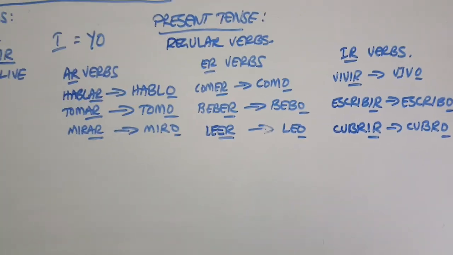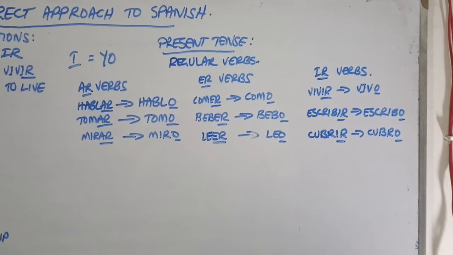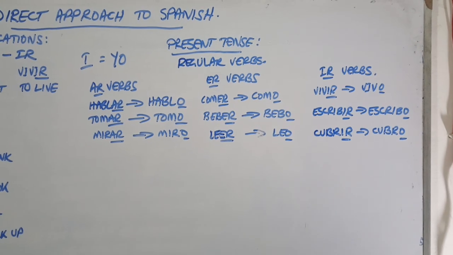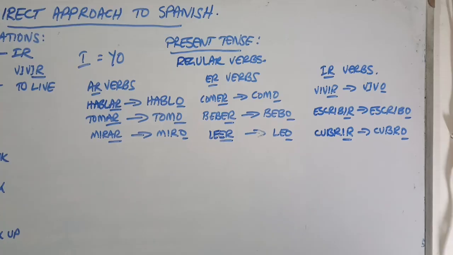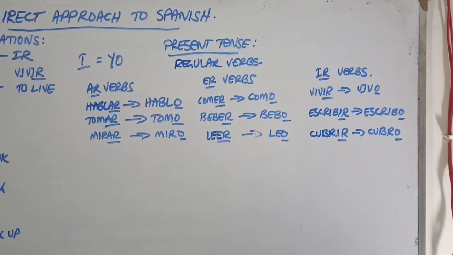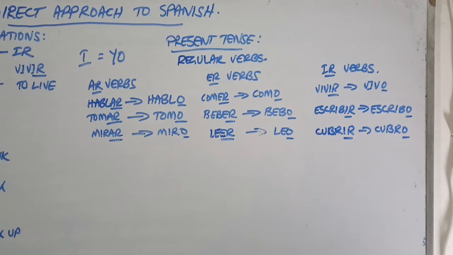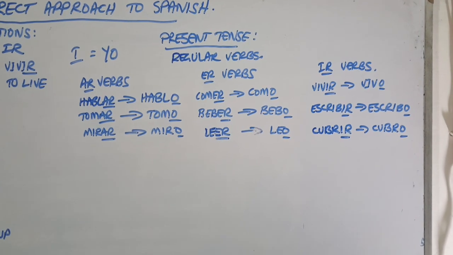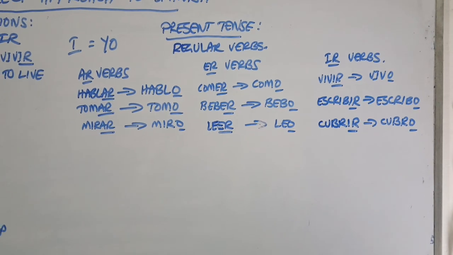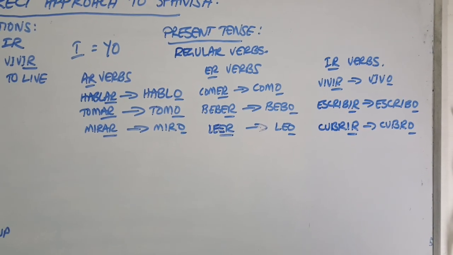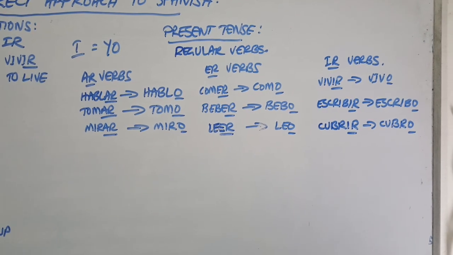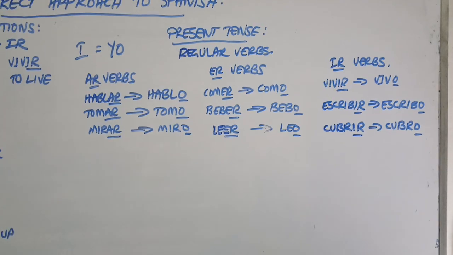Okay, so my friends, this is the present tense formation of I in all three verb classifications: AR ending, ER ending, and IR ending. They have the same pattern. They all end in O. There can be nothing simpler than this. All regular verbs will follow this pattern, and then we have some verbs that don't follow this pattern. They go into the irregular category, which I will explain later.